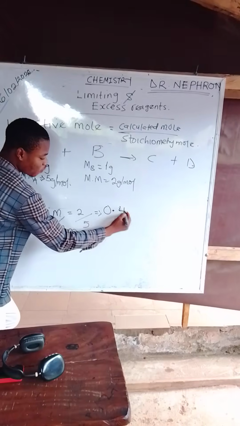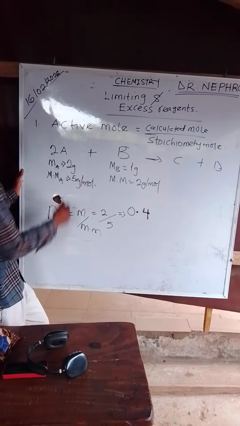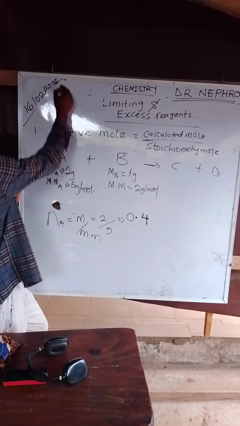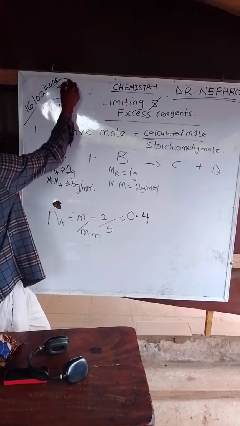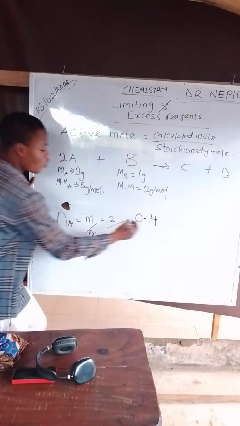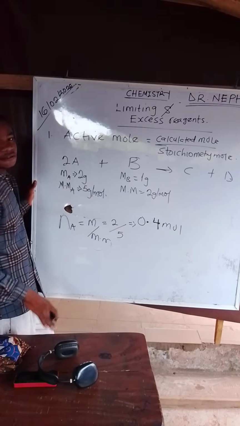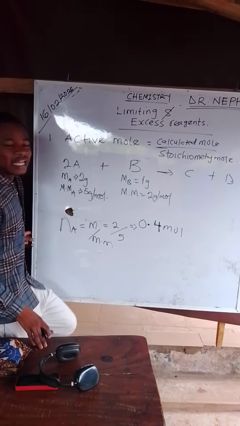So 0.4. Yes, 0.4, because if I convert it to a fraction, I'll be having 4 over... 2 over 5. Sorry, 0.4 moles. Now you see the number of moles you calculate here is called calculated mole.